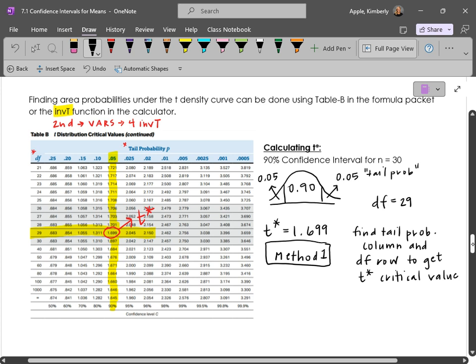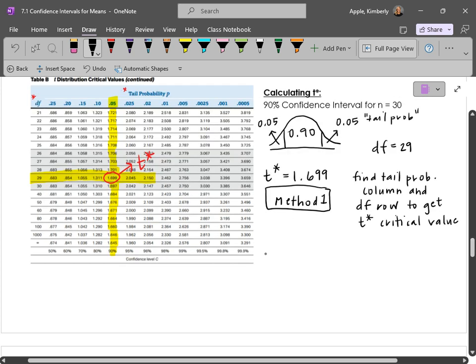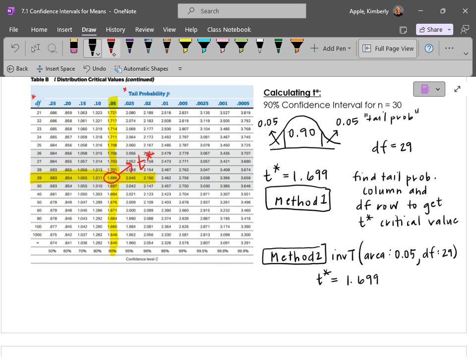Method number 2 is the one that I prefer because I hate these stupid tables. If you love them, then that is perfectly fine. That's just a difference in the way people's brains work, and that's cool. I prefer the calculator. So I'm going to use the inverse T, and it only wants 2 things: the area, which it's referring to the tail probability or the tail area, and the degrees of freedom. So when you plug that in, make sure you can do that. You will get a T star of exactly the same thing. And this 90% is just your confidence percentage, right? Your confidence level.